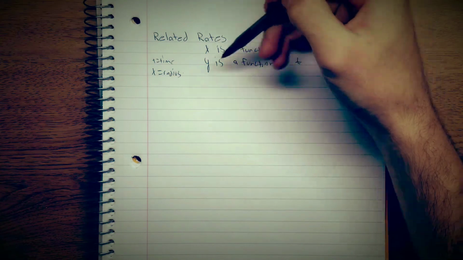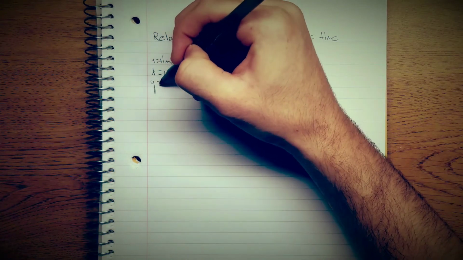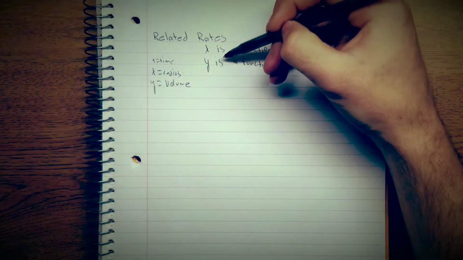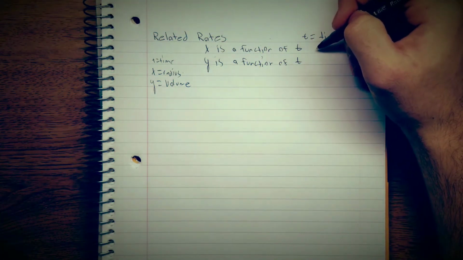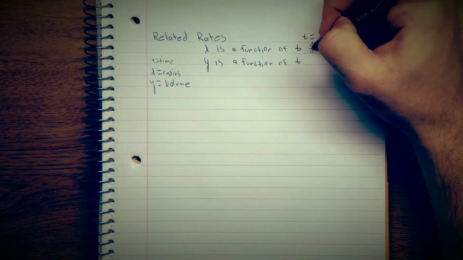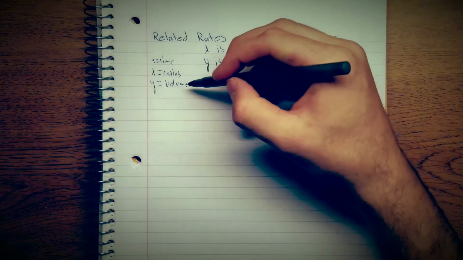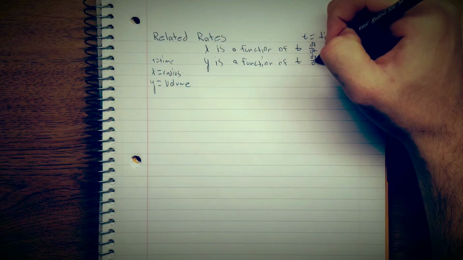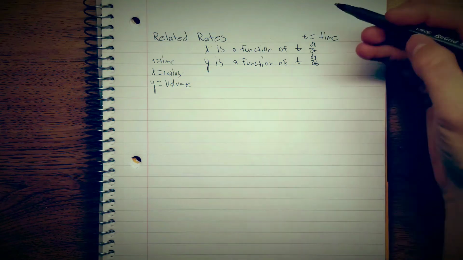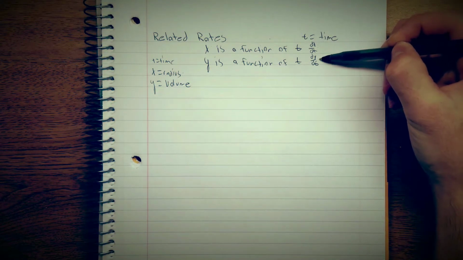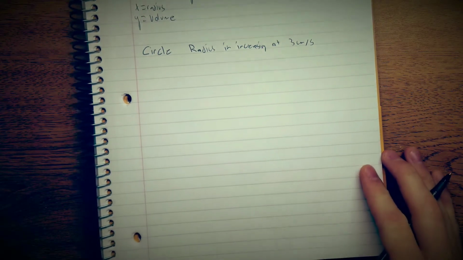So x is representing the radius. Radius is increasing. y is the volume. The volume is also increasing. And this can be represented by dx over dt, the rate that the radius is increasing, and the rate that the volume is increasing, dy over dt. We can use one of these rates. If we have one, we can find the other rate. So let's try a few problems with this.